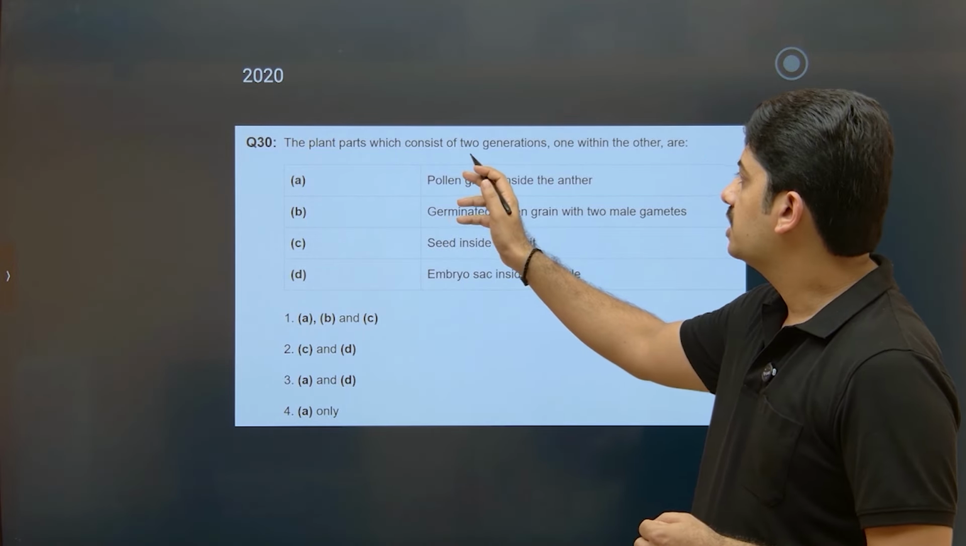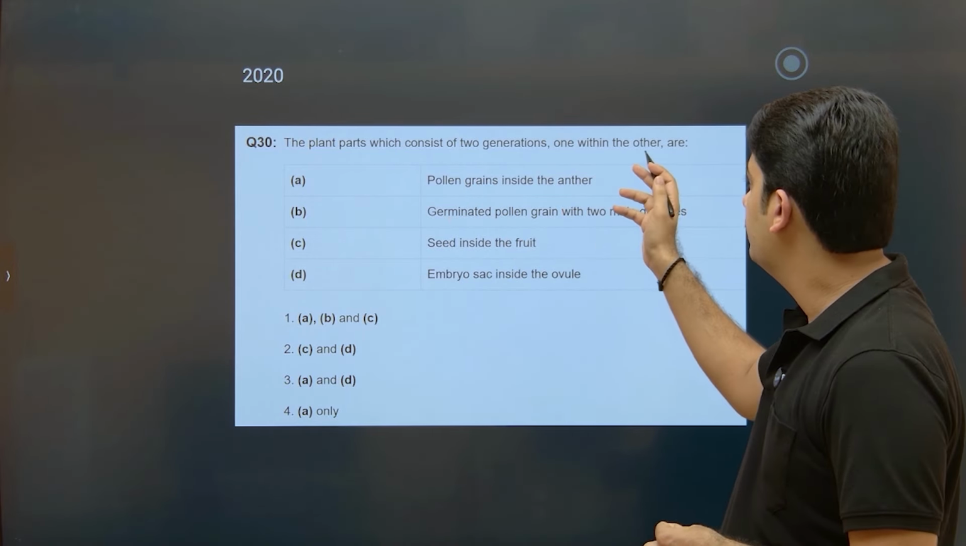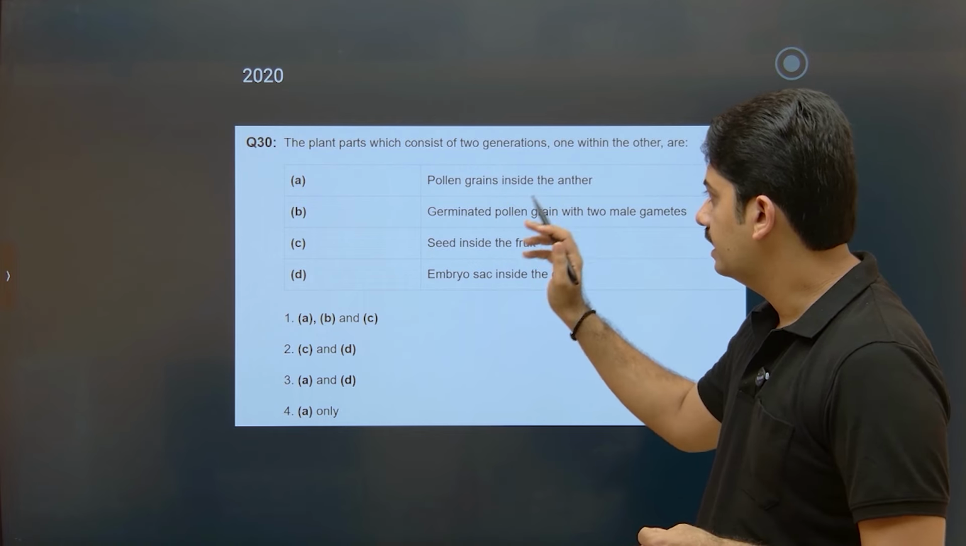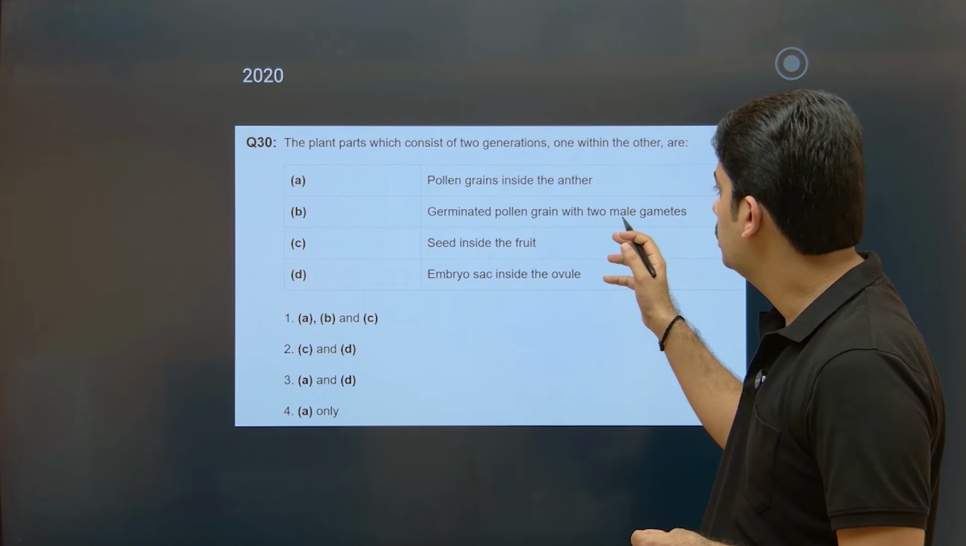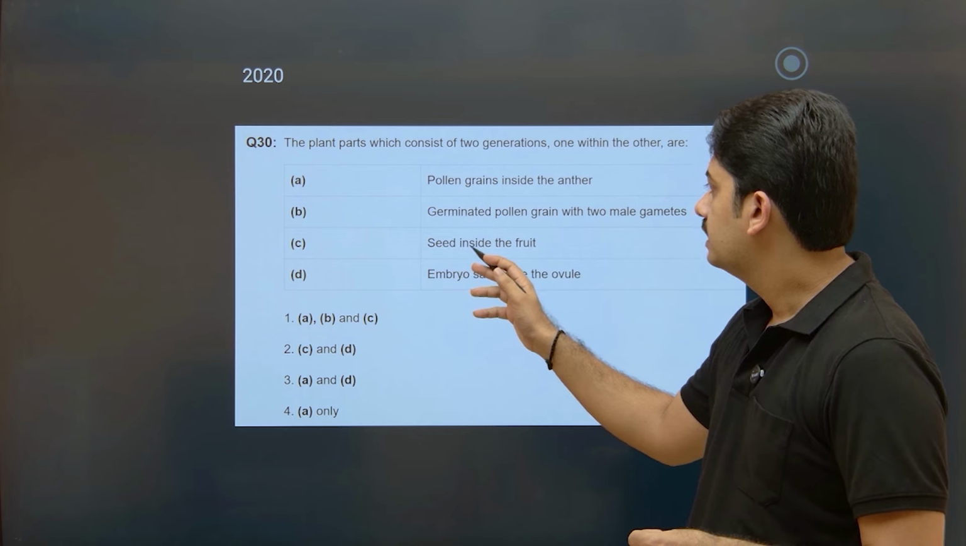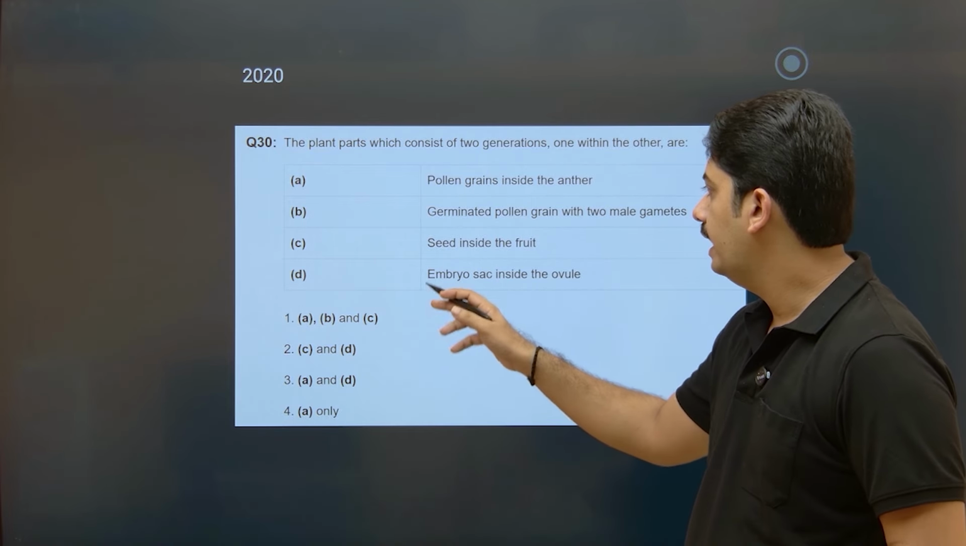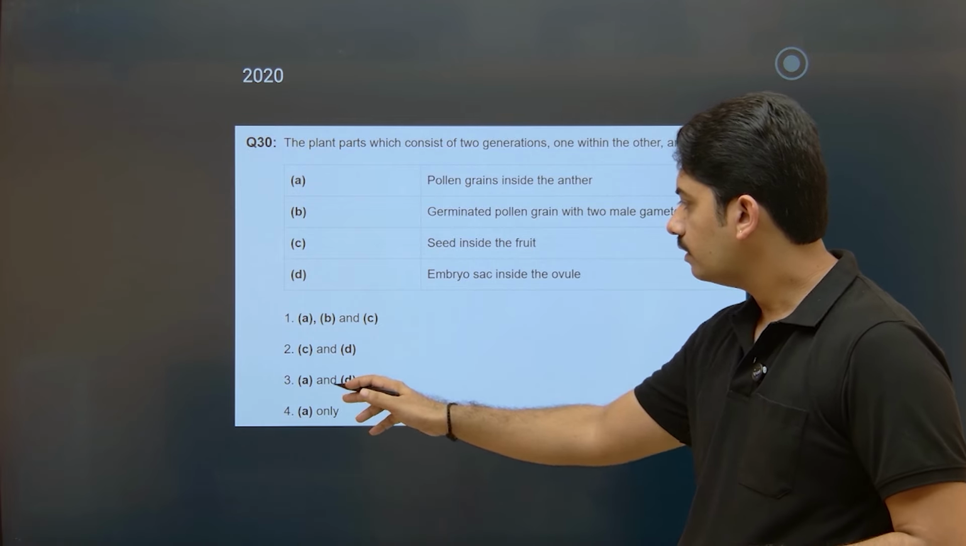The plant part which consists of two generations, one within the other: pollen grains inside the anther, correct. Germinated pollen grains with the two male gametes, no. Seed inside the fruit, no. Embryo sac inside the ovule. So option A and D. Option 3.